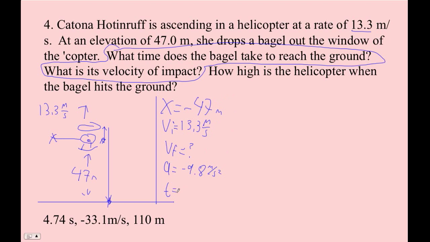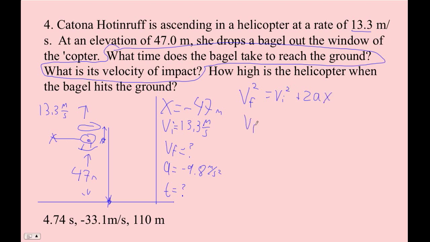Okay, and then, again, we don't know what the time is. So in this video, let's solve for the time it takes to reach the ground, and then let's also solve for the final velocity, right? Let's see, for final velocity, I think I'll use this guy, because I don't want to use the t one, right? So Vf squared is Vi squared plus 2ax, right?